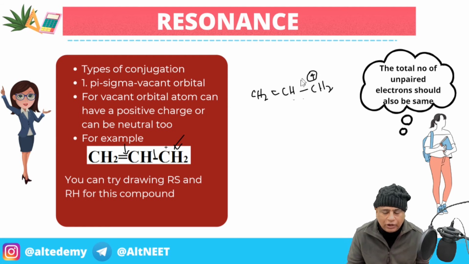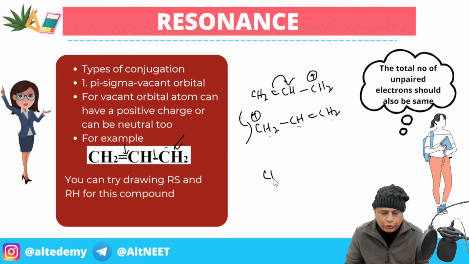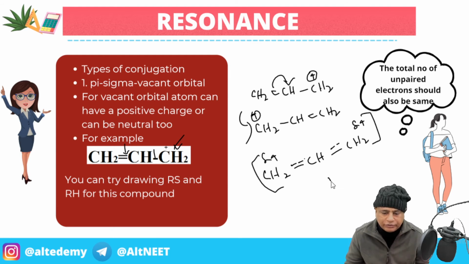Let us try to understand how we can make a canonical structure with it. Electrons will be moving from this place to this place. So we will have CH2 with a positive charge here, and this is CH double bond CH2. This is another canonical structure of it, right? And if we have to draw the resonance hybrid of this, we can draw it like this, CH2, and we will show a dotted line here, delta positive here, delta positive here. This will be the resonance hybrid of this particular compound, right?